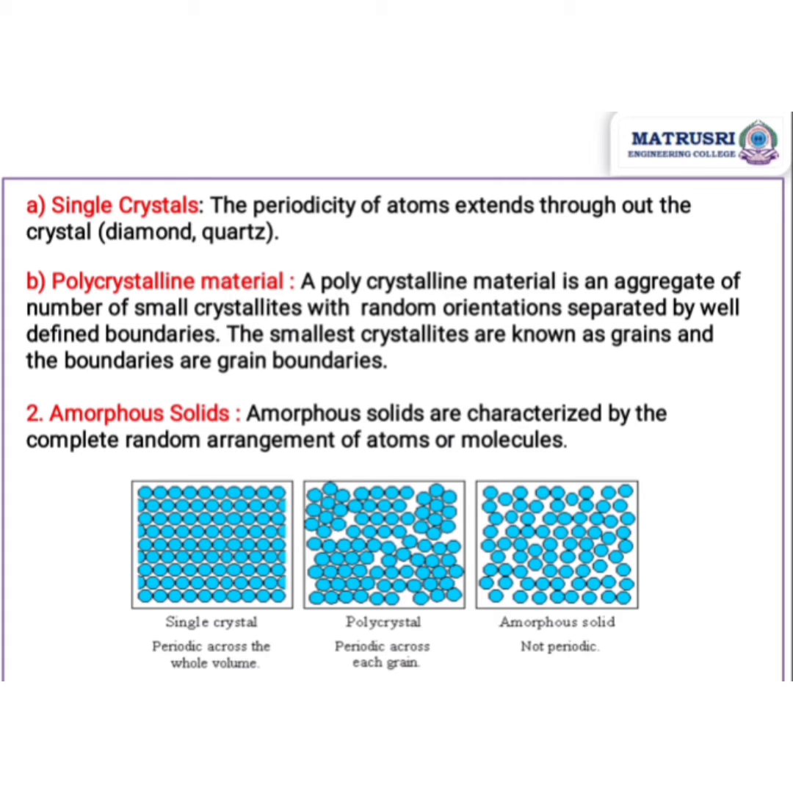Now let us talk about amorphous materials. These amorphous solids are characterized by a completely random arrangement of atoms or molecules. You can see in the last diagram the amorphous material, in which the atoms are arranged in an irregular fashion throughout. So these are the few important points about crystalline materials and their classification into single crystalline and polycrystalline, and next, amorphous materials.